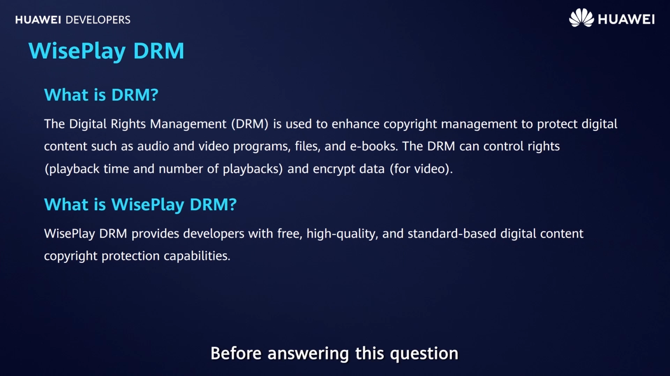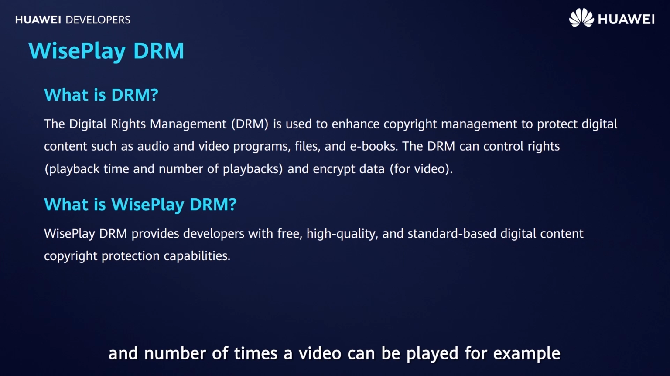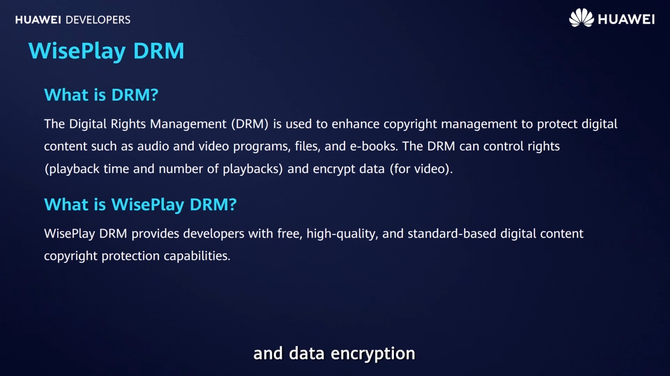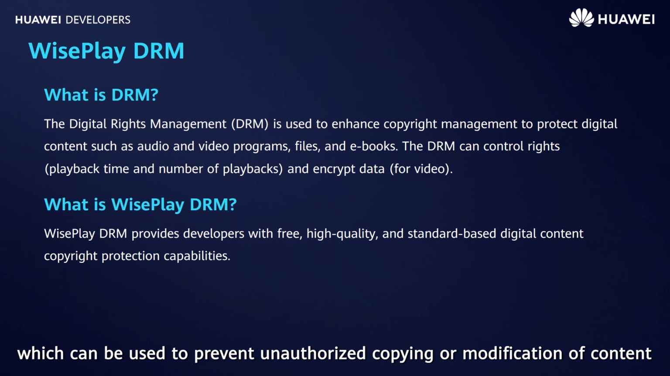Before answering this question, let's talk about what DRM is. DRM stands for Digital Rights Management and is the use of technology and systems to restrict the use of copyrighted digital content such as music, videos, files, and ebooks. DRM protects content in two ways: permission management, which includes limiting the playback duration and the number of times a video can be played, for example, and data encryption, which can be used to prevent unauthorized copying or modification of content.